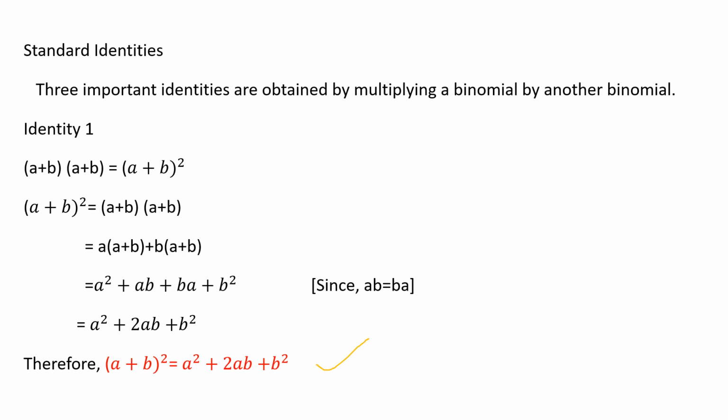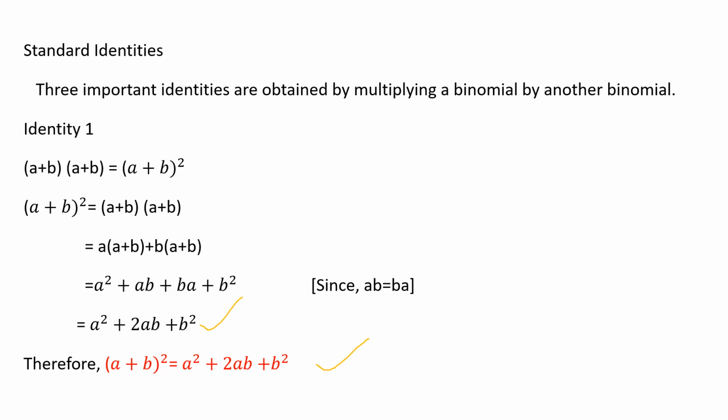How are we doing that one? This is identity 1. What is identity 1, children? (a plus b) the whole square is equal to a square plus 2ab plus b square. How do you calculate it if the question is (a plus b) the whole square? You want to get this answer, right? So, just see how we do the calculation.